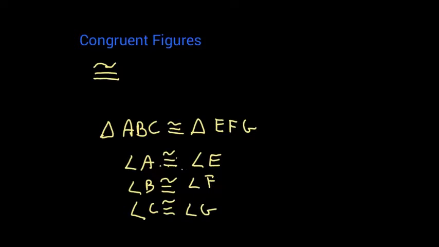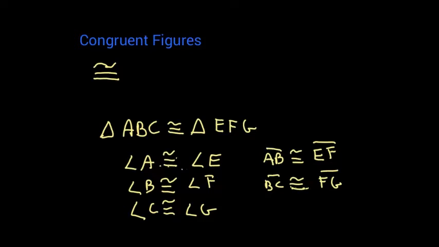I could also say line segment AB is congruent, or corresponds, to line segment EF. I could say line segment BC is congruent to FG. So order matters when you're talking congruency statements.